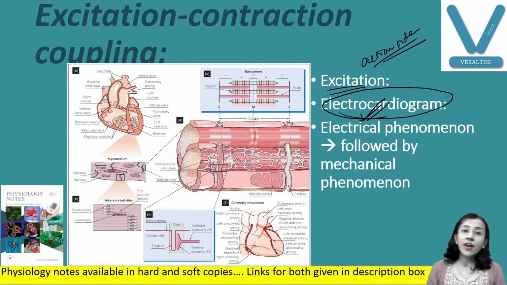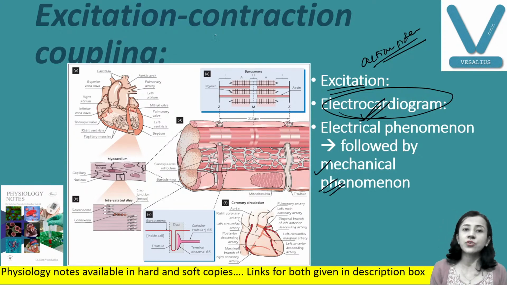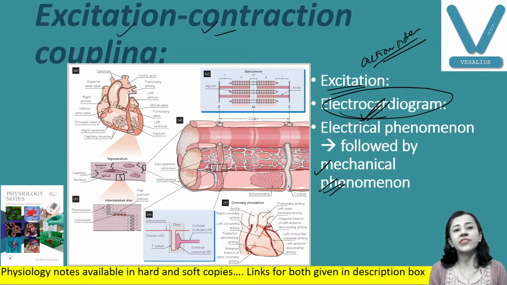Okay, and after excitation, or after the origin of electrical activity, there is mechanical activity, mechanical contraction, that is known as contraction, and the whole phenomenon is known as excitation contraction coupling. We will discuss this in detail in our other chapters. Today we are completing our muscle part. From our next class we will be starting with cardiac muscle and the heart. Okay, heart physiology.